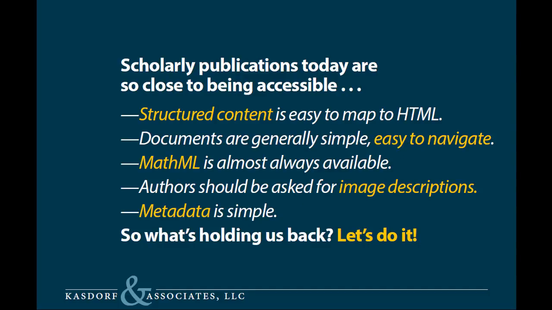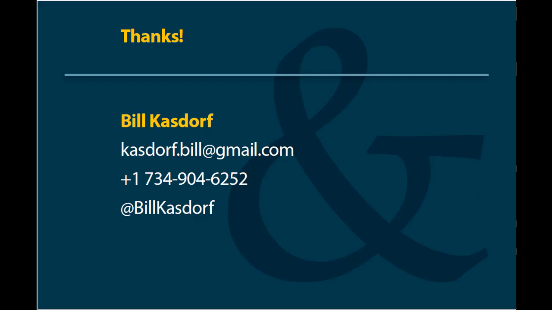So, in conclusion, structured content is easy to map to HTML, and we've got structured content already. Documents are generally simple and easy to navigate in scholarly publishing. We've almost always got MathML. It seems like a no-brainer for us to get image descriptions from the authors, and the metadata is simple. So let's just get this done.